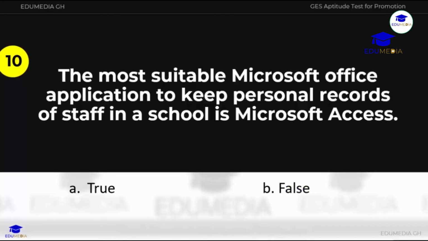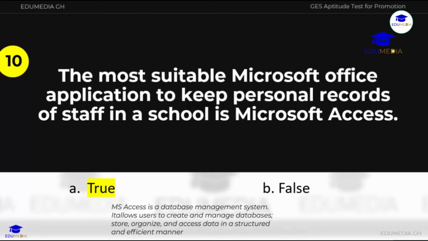The most suitable Microsoft Office application to keep personal records of staff in a school is Microsoft Access. The correct answer here is true. Now, the reason why this is true is that Microsoft Access is suitable for keeping personal records of staff in a school. Microsoft Access is actually a database management system that allows users to create and manage databases, and it allows you to store, organize, and access data in a structured and efficient manner.